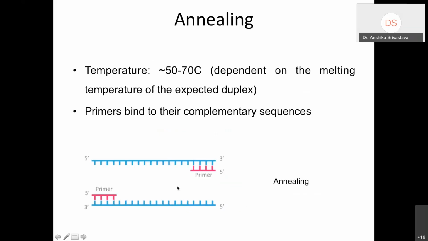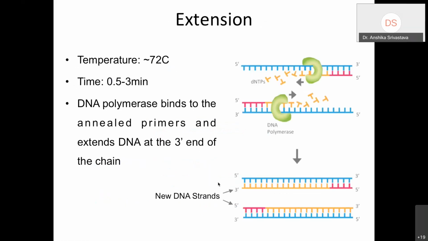Then step number 2 is annealing. The annealing temperature varies and can range from 50 to 70 degrees depending on the melting temperature of the expected duplex. In this step, the primers, forward and reverse, bind to their complementary sequences. Then comes extension. The temperature is usually around 72 degrees Celsius and the time is 0.5 to 3 minutes. In this step, the DNA polymerase binds to the annealed primer and extends DNA at the 3' end of the chain, where you get new DNA strands.